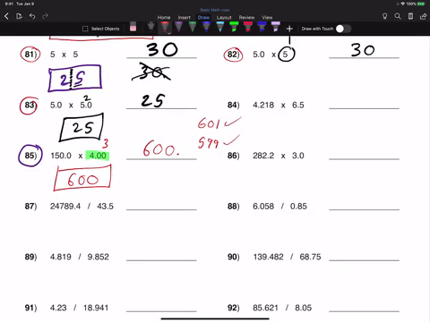But they're still not the correct answers because the best answer that represents the calculated answer to the right number of sig figs is 600 decimal point, not 601, not 599. Those students got close to understanding what we're talking about here, but they didn't quite get all the way.